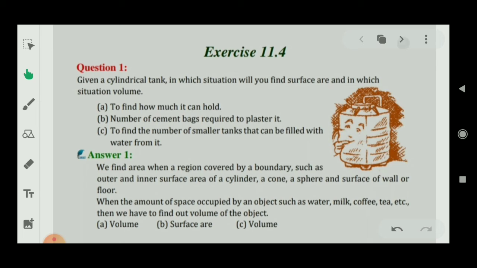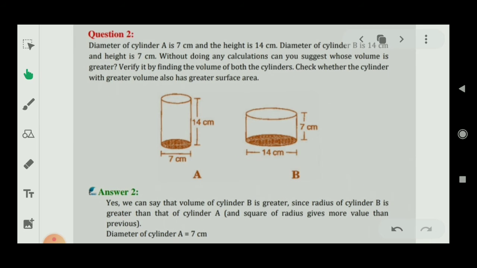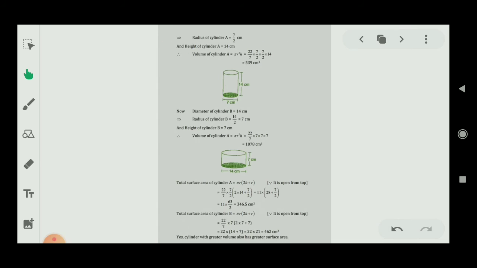Let's see the question number 2. This is the question number 2, students. Let's see the answer of the given question. As we know from the question, the diameter of cylinder is given, that is 7 centimeter. Now students, see the rest part of the question.